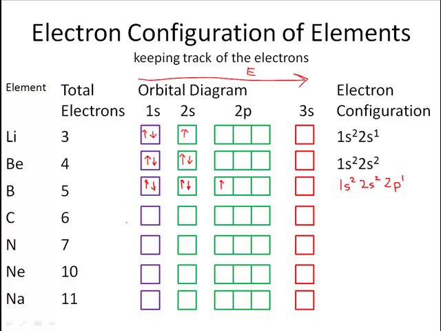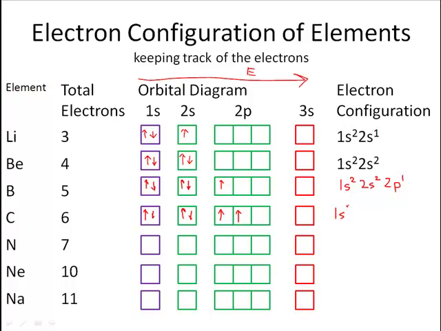All right, let's look at carbon. So for carbon, we've got 6 electrons. Up, down, up, down, right? No, not up, down. Up, up. They don't want to be in the same orbital unless they absolutely have to. Why? That's due to Hund's rule and the Pauli exclusion principle. They do not want to be in the same orbital with opposite spins unless they have to.